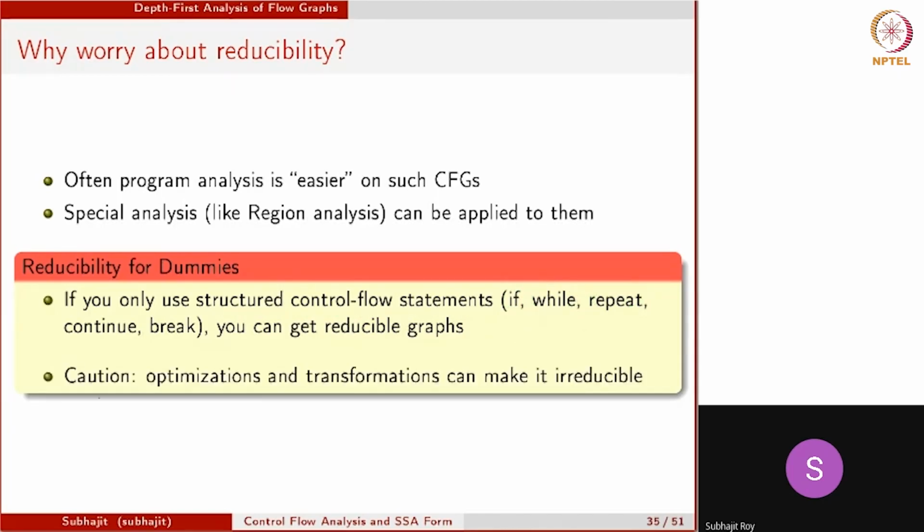There is some caution to be understood: when you apply optimizations and transformations, they can make a reducible flow graph irreducible, so you have to be careful. It does not mean that your source code is irreducible; it means the flow graph that I might get from machine code can be irreducible. There can be things which can make a graph irreducible. But this is a very important point: most of the programs that you write will only give you reducible flow graphs. And if it only gives you reducible flow graphs, all the nice properties and theorems that we saw in the last slides, you can use.